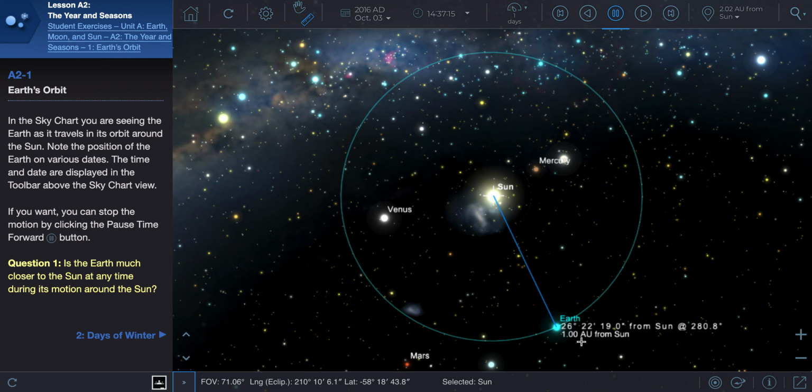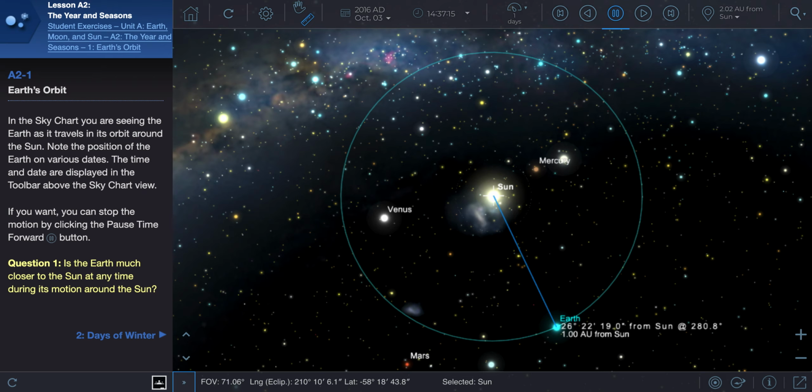So first I'd pay attention to what's called the astronomical unit. AU stands for astronomical unit. This is a unit that we typically use in the solar system because it's the distance between the Earth and the Sun. So the distance between the Earth and the Sun is 1 AU, 1 astronomical unit.